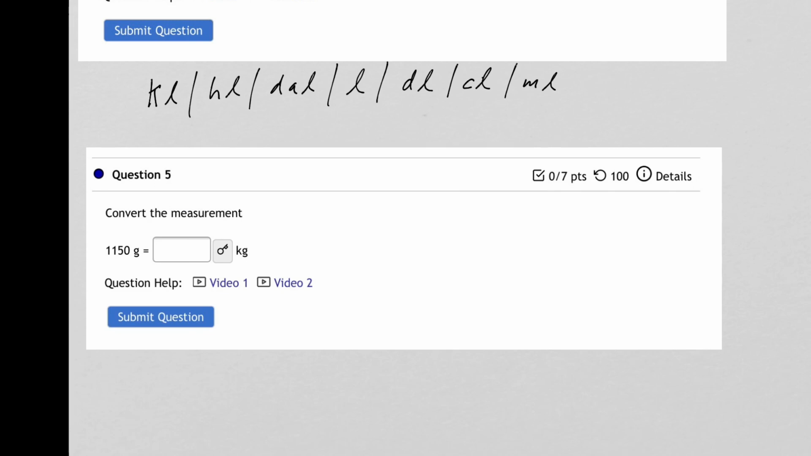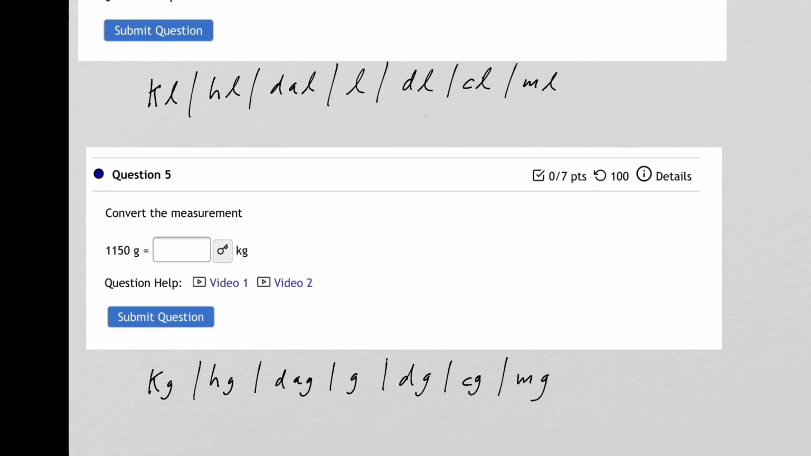Okay, in this question, I want to go from grams to kilograms. Again, I'm within the metric system, right? But now I'm dealing with mass. But it's the same thing. Instead of M for meters, L for liters, I'm just going to use G for grams. So this table now becomes kilograms, hectograms, decagrams, grams, decigrams, centigrams, and then milligrams.